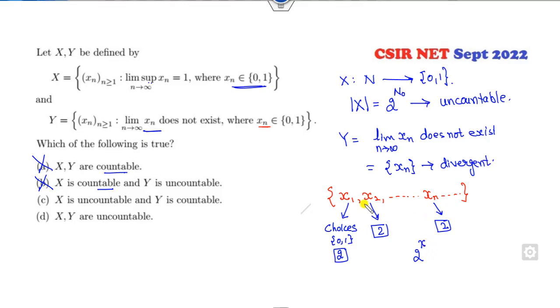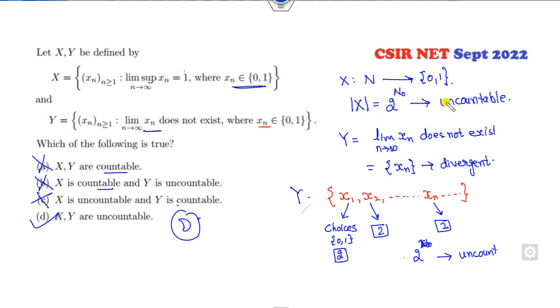2 raised to the power of the cardinality of this, which is again uncountable. So therefore Y is also uncountable. So Y is countable, cancel. So the only option which is pending is the right answer. Very simple, just read the statement carefully.